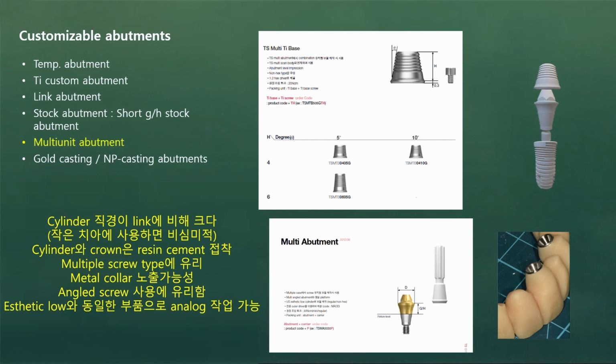And this abutment has the same part as aesthetic row, so impression coping or using analog, not digital, analog processing, in other words, is possible. And customizable abutment, gold casting abutment that used to be popular, or MP casting also exists, but it has become less popular these days, so I will skip these parts.